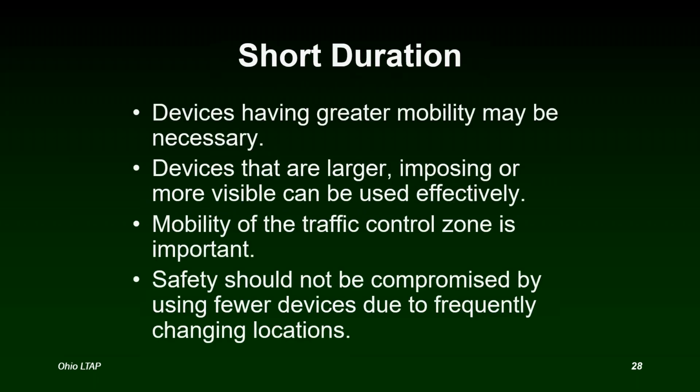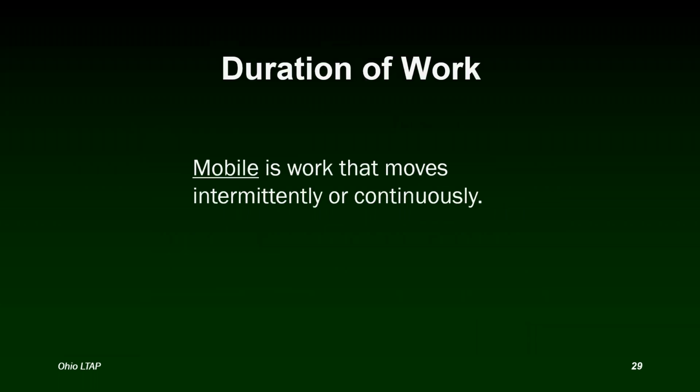So devices having greater mobility may be necessary, and devices that are larger, imposing, or more visible can be used effectively. Mobility of the traffic control zone is important, and safety should not be compromised by using fewer devices due to frequently changing locations. Then we have our mobile work, and that is work that moves intermittently or continuously.